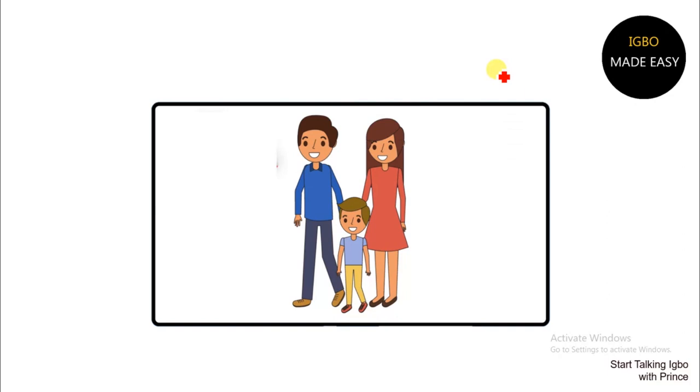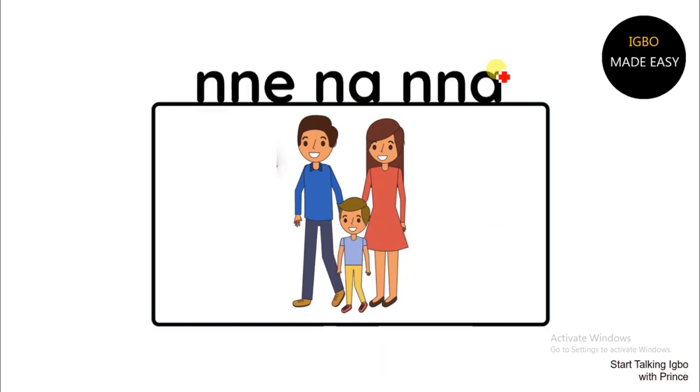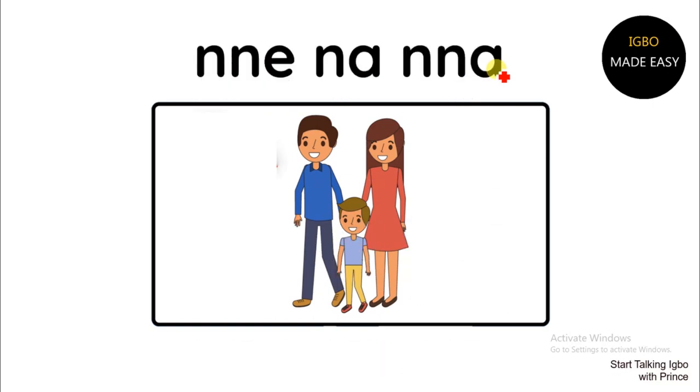So what if you wanted to say parents, not just father, not just mother? It's quite simple. You just say mother and father in Igbo. That is how we express parents. And you know the word for and in Igbo is na. Na is the word for and in Igbo. So you are just joining mother with father.